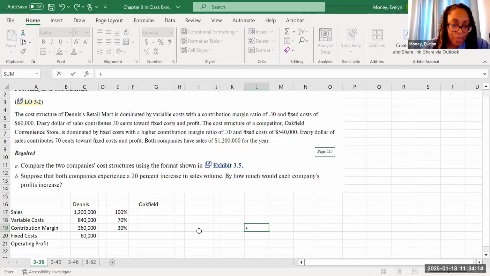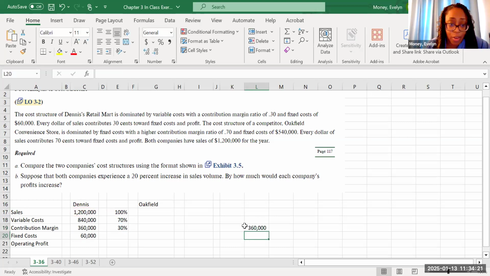Let me do that just for fun. 30% times 1.2 million, boom, 360,000. Contribution margin is 360,000. So do you have to take that extra step? No, I'm just proving to you that all of this works together.